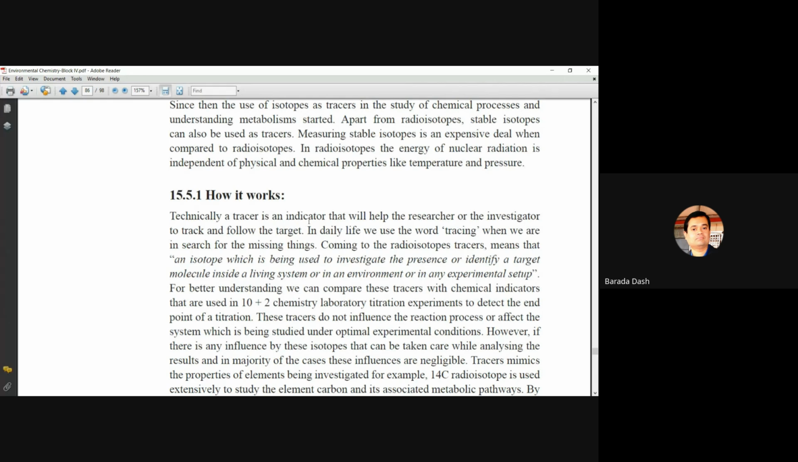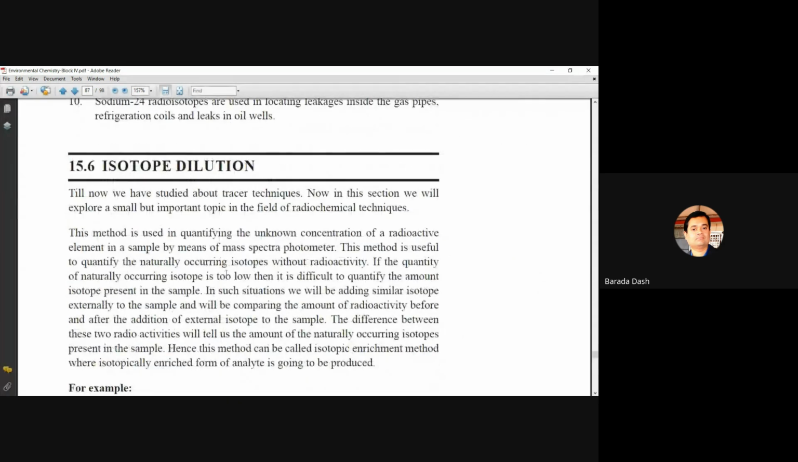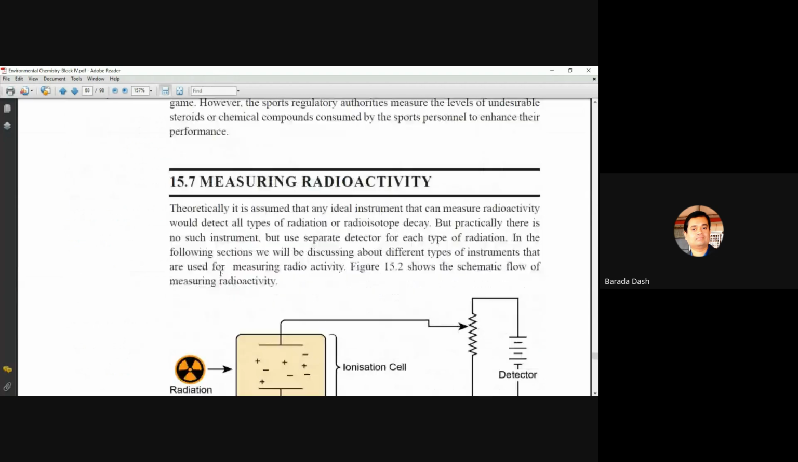Technically, a tracer is an indicator that will help the researcher or investigator to track and follow the target. If you add a radioactive atom to a particular molecule, you can trace where it goes, because there is a radioactive detector. If you put a radioactive detector, it will detect the presence of that particular radioactive nuclei or atom. So that is called tracer techniques. The isotope dilution technique is similar to that.